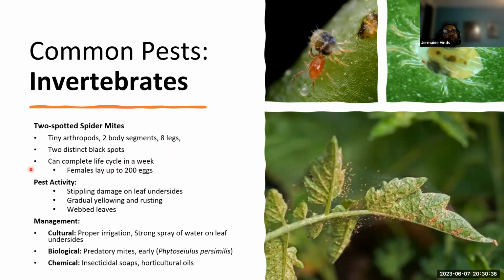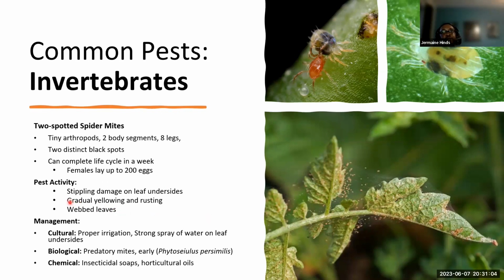One of the things with two-spotted spider mites is that they can complete their life cycle in a week, and females can lay up to 200 eggs. So if it gets established, it could really spread through your greenhouse or your field or whatever. As far as pest activity, it does stippling damage on the underside of the leaves. When it chews into the plant, it leaves these little stippling marks.